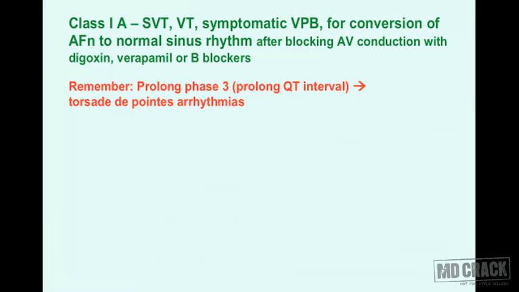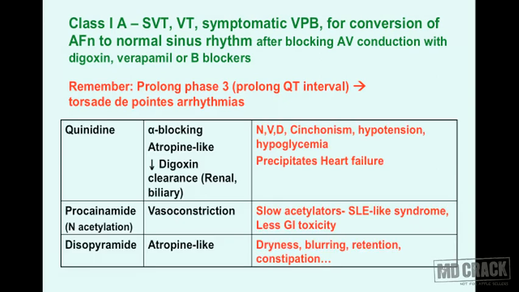We discussed the class 1A agents, and this is the table, the last table on the previous session. There's quinidine, procainamide, and disopyramide. Quinidine produces cinchonism. For procainamide, there are slow acetylators and fast acetylators, and slow acetylators can have SLE-like syndrome. And disopyramide, important for antimuscarinic effects. Class 1A agents, in addition, have an effect of prolonging the phase 3, that's the repolarization. So class 1A agents are more susceptible to produce the Torsade de Pointes arrhythmia, just like the class 3 agents.